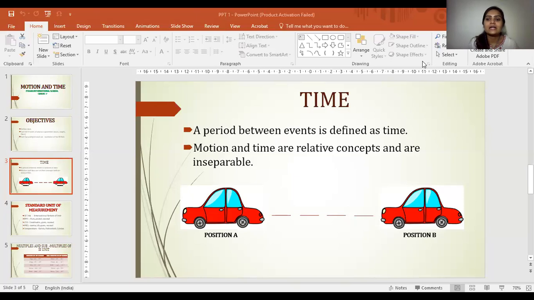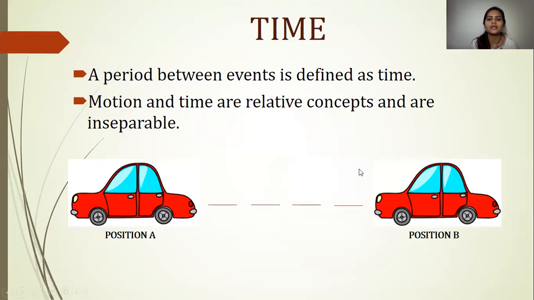So now, as we start with understanding motion and time, the first and foremost thing that we are going to study today is what we understand by the term time. Whenever we have to define time, we define it as a period between events. Any change that you see in an object during a particular duration, that duration is considered the time interval.